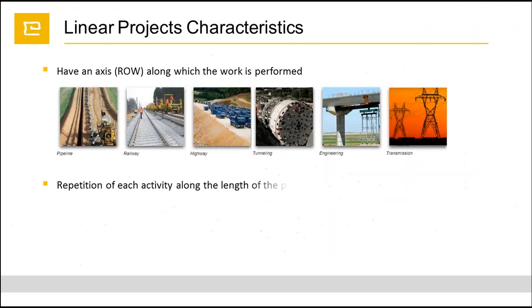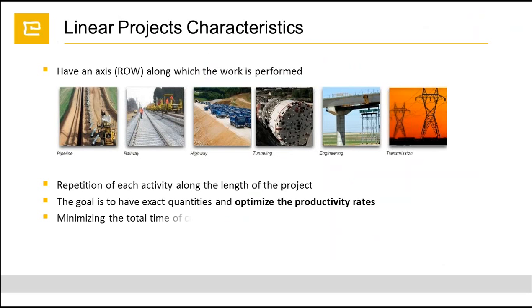And okay, what are the linear project characteristics? As you know, a linear project has an axis along which we perform the work, and in this case it can be a pipeline project, railway project, highway project, tunneling, engineering, or transmission project. As you all know, a linear project has repetitive activities, and our goal is to optimize the productivity rate, reduce the project duration, visualize the working area, and reduce the overall cost.